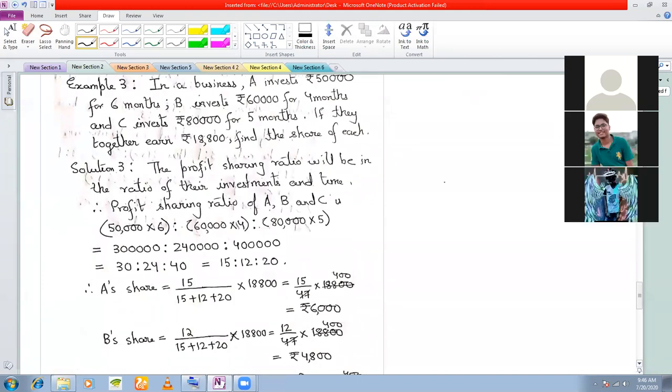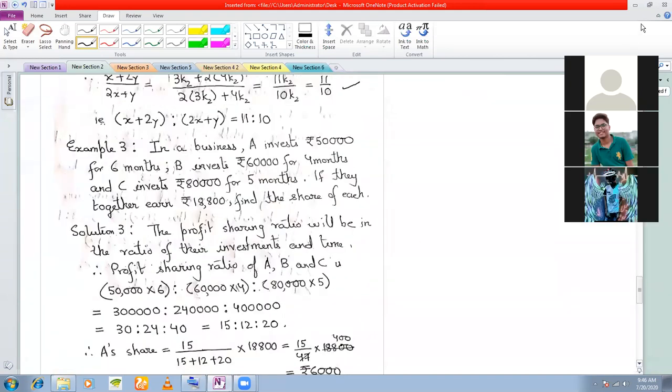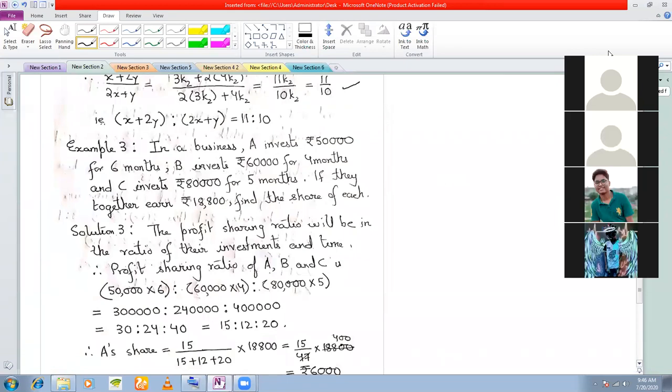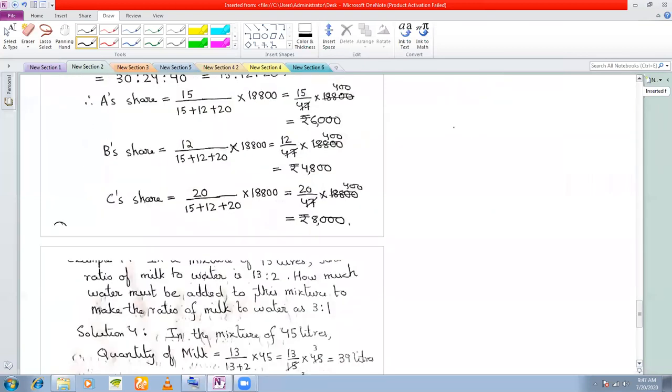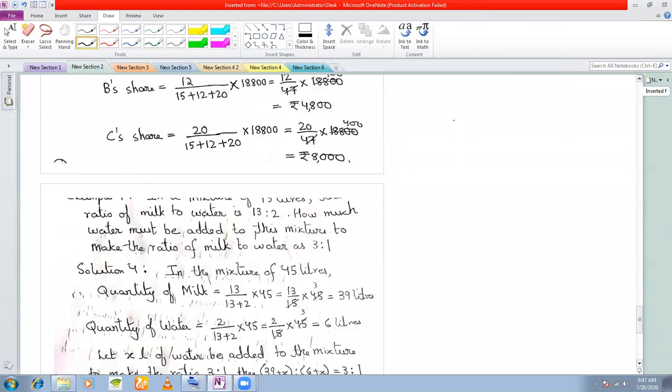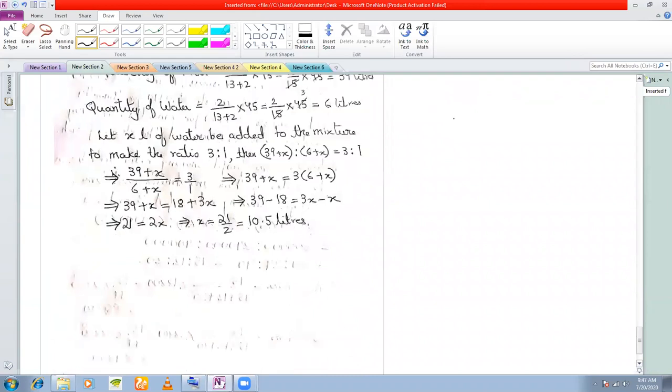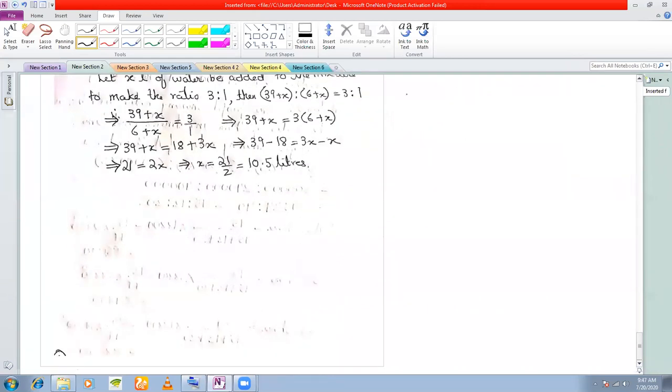No, sir. Example 3 is not too important. Just go through this example. Okay. No need to do this. Neither is example number 4. Okay. All these you have done in your class 7.